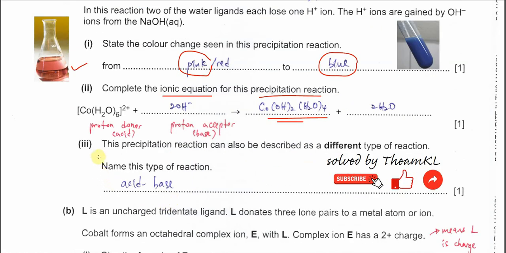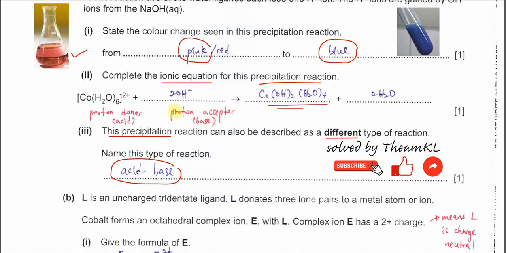Another question, in part 3, is that this precipitation can also be described as a different type of reaction. We know that it's acid-base. Why acid-base? Hydroxide is the proton acceptor, so it gains a proton from this water ligand and forms H2O. After that, the precipitate forms. So this complex ion is a proton donor, an acid, and hydroxide is a proton acceptor, a base. That's why this is an acid-base reaction.